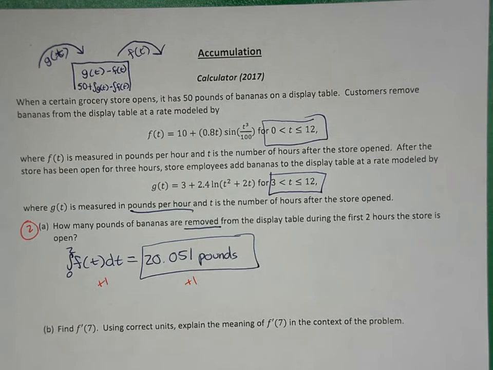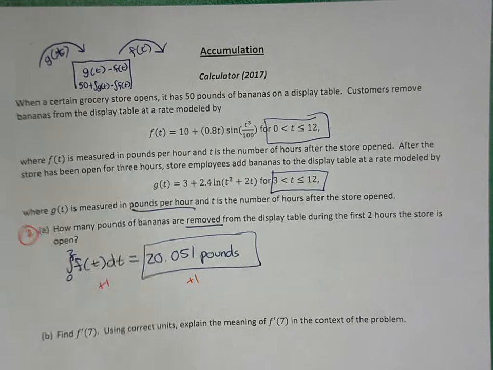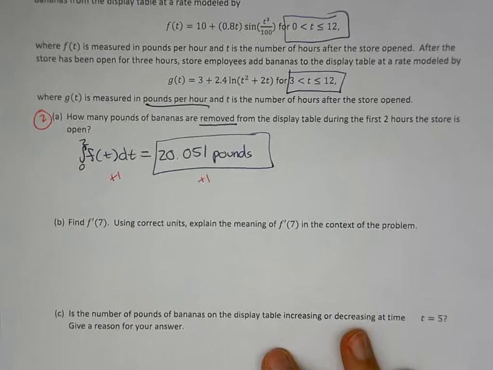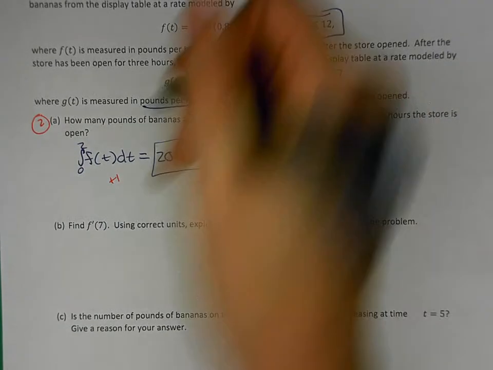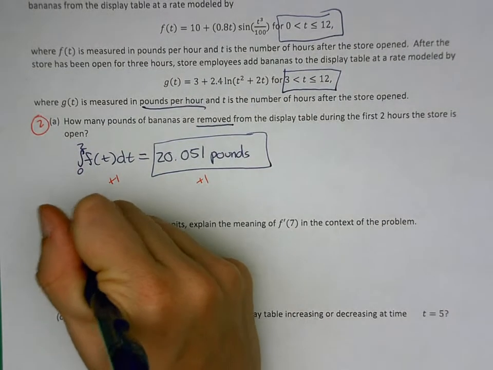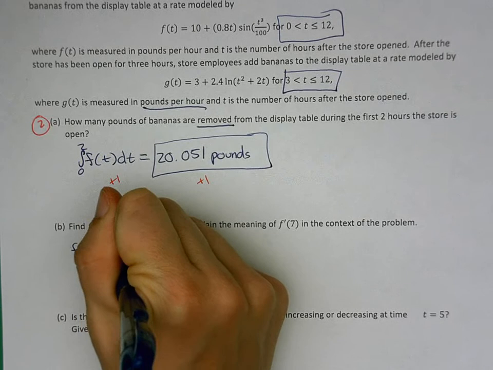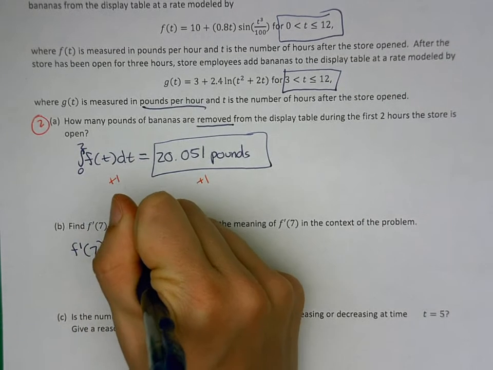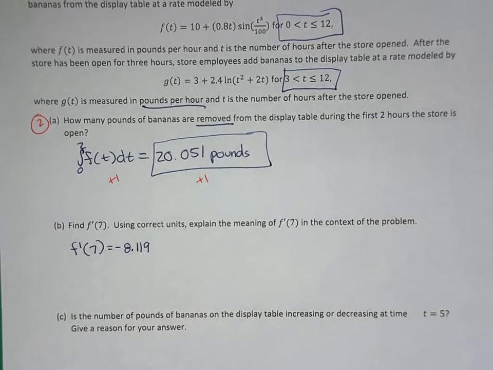I want to send a picture of your derivative by hand, and I'm more than happy to check it for you if you'd like. But we obviously, this particular year, 2017, would have used our calculator and would have gotten negative 8.119. Okay?